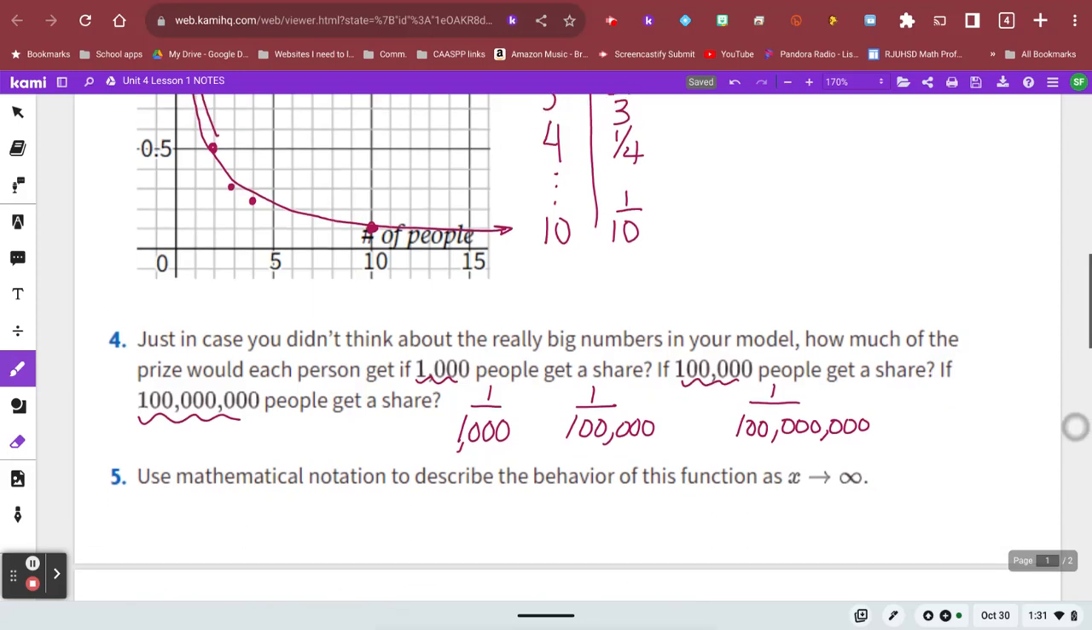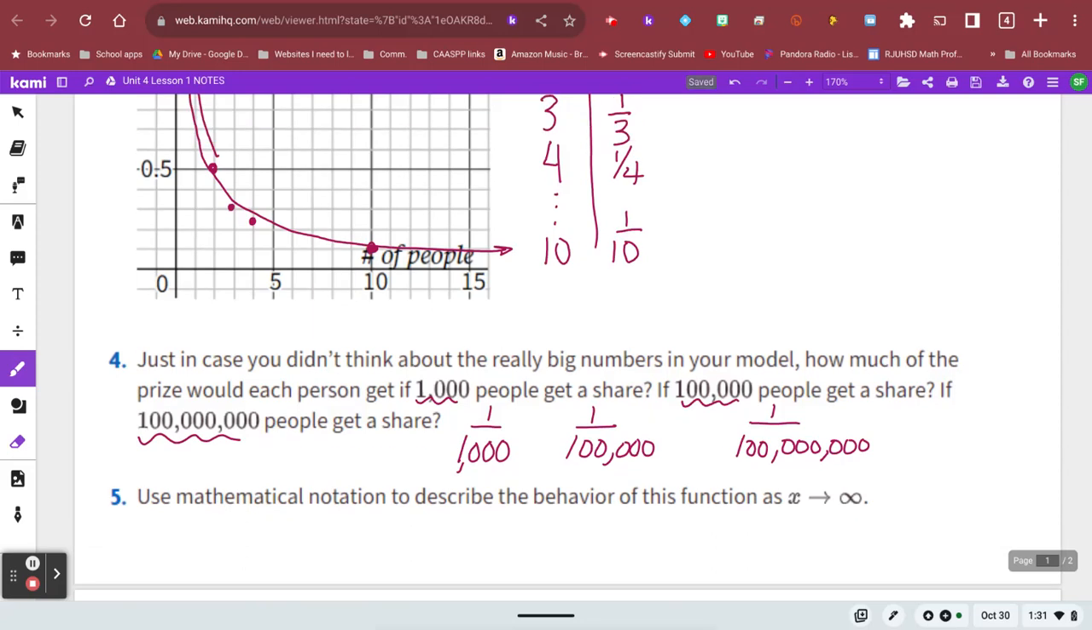Okay, now think about it. As our graph is getting closer and closer to x going to infinity, going and going and going, we're getting closer to the y value of 0. It's going down towards 0. It's not going to reach it, but it is getting close to it. And that's what we want to be working on.